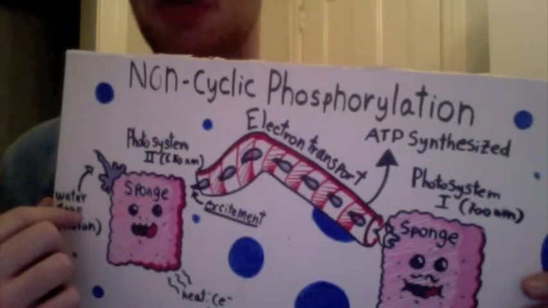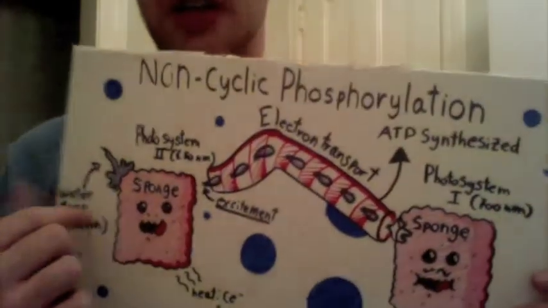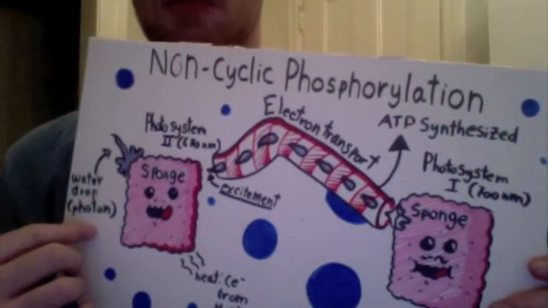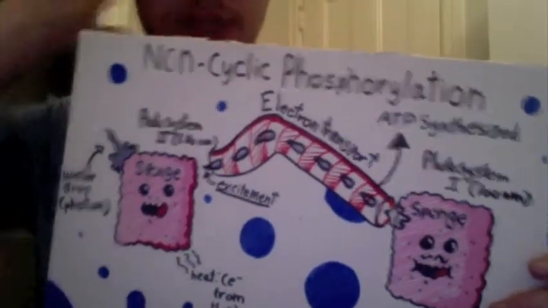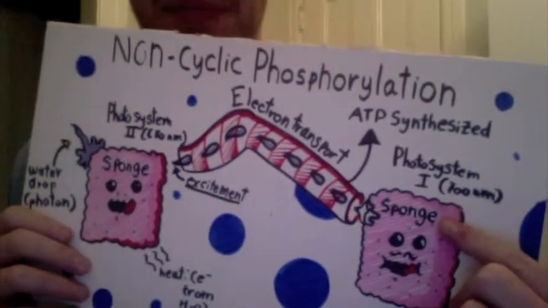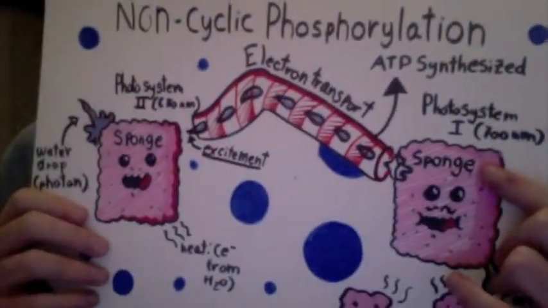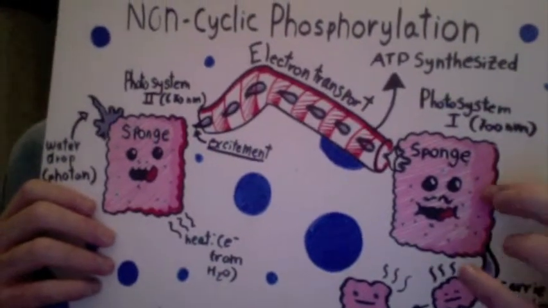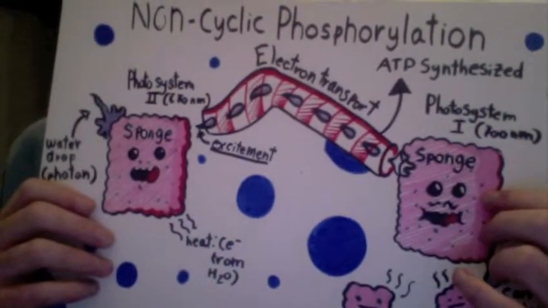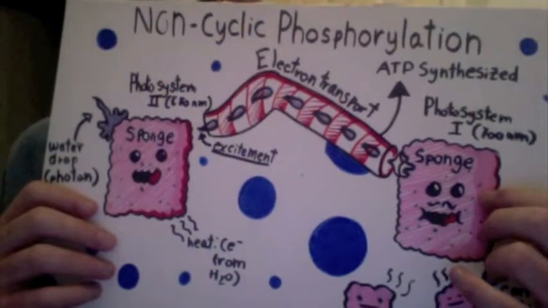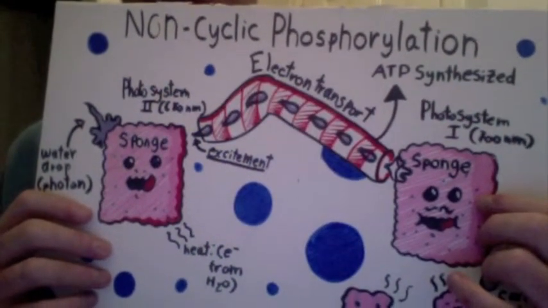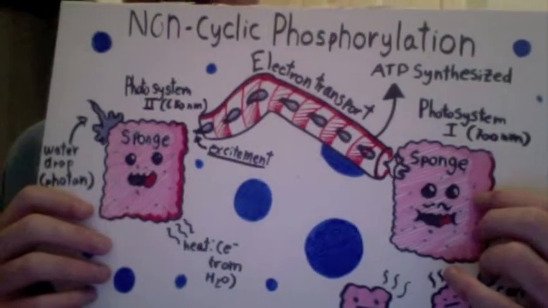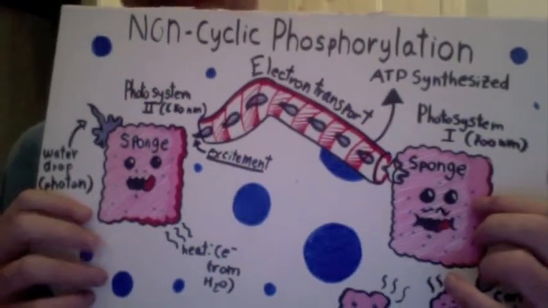Now, the droplet of water, which is the electron, is absorbed by the sponge for photosystem 1, as you can see here, which is supposed to symbolize the electron getting absorbed by the sponge, as well as the photon getting absorbed by the sponge as well.